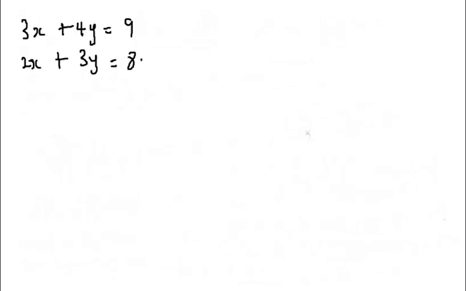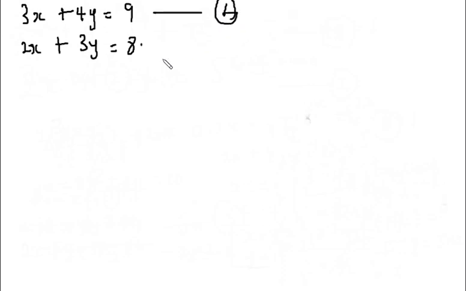In this video, we're going to talk about how to solve simultaneous linear equations using the elimination method. First of all, we name our equations: equation 1, and then this is equation 2. The next step is to eliminate a variable, either x or y.